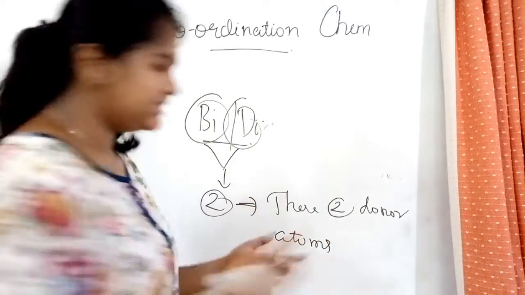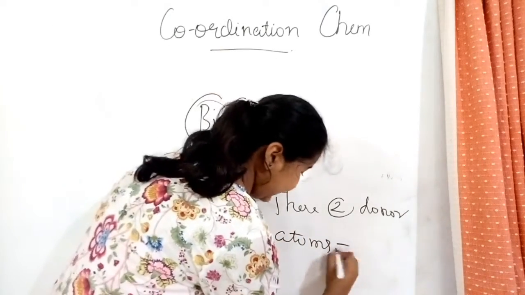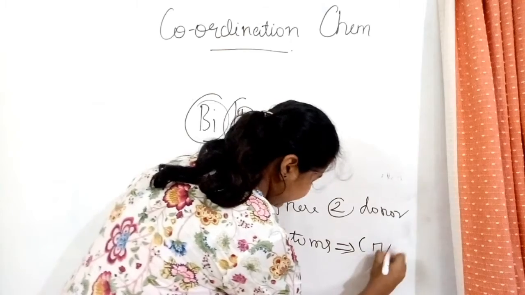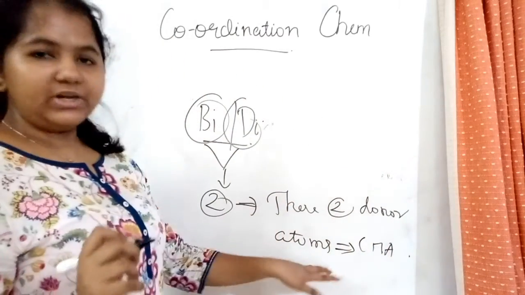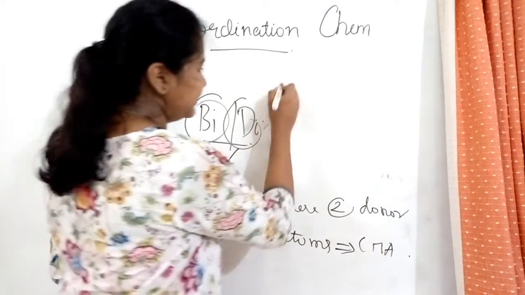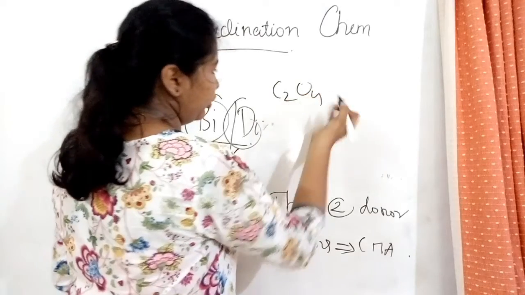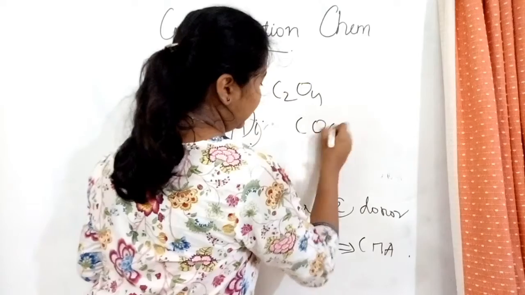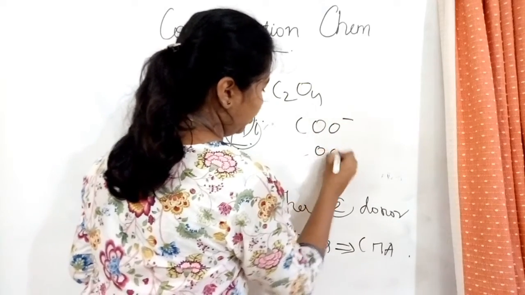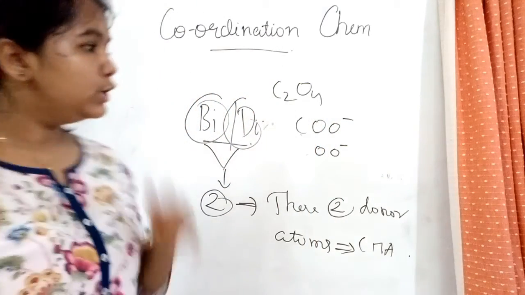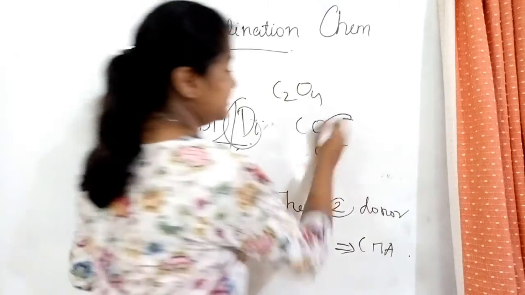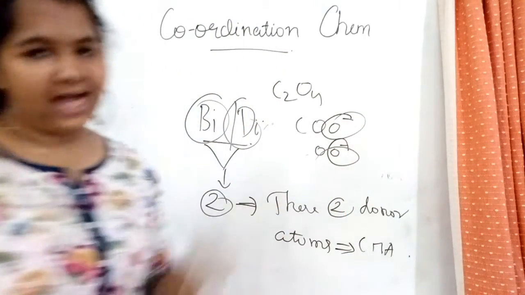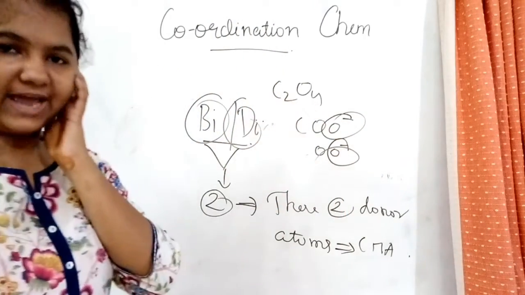Am I right? That is directly linked to the central metal atom. So what is this example we'll write? The first one is C2O4, oxalato. So how does this look? COO minus, COO minus, it is linked. You can see there are 2 donor atoms. C2O4 has 2 donor atoms.